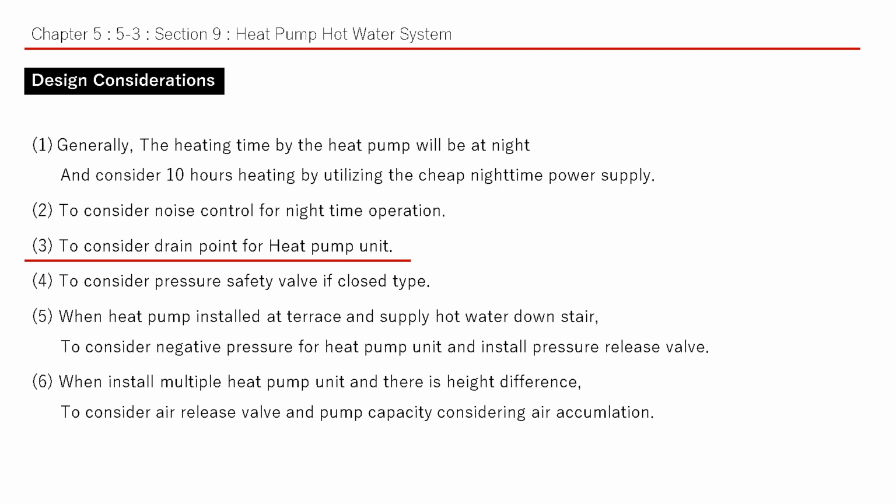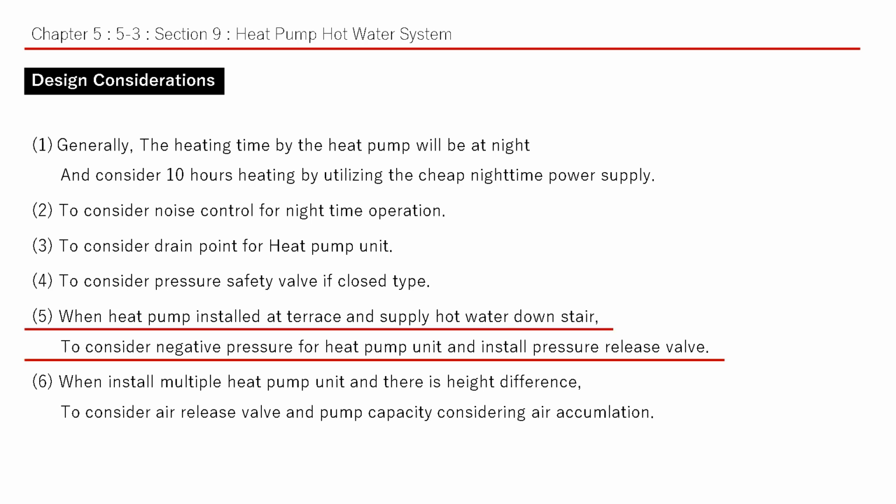Item 3. To consider drain point for heat pump unit. The drain should be an indirect drain. Item 4. To consider pressure safety valve if closed type. We should consider an escape line for when abnormally high pressure happens due to simple heating and so on.